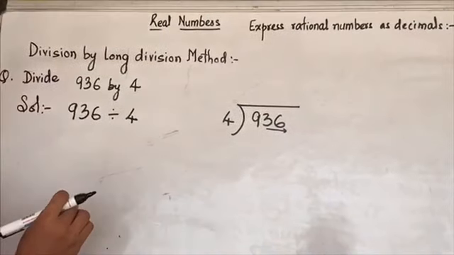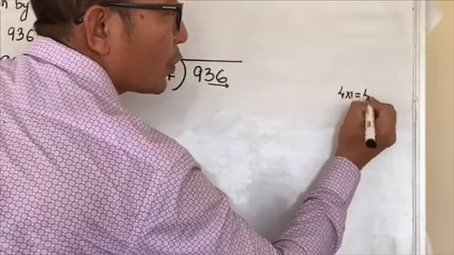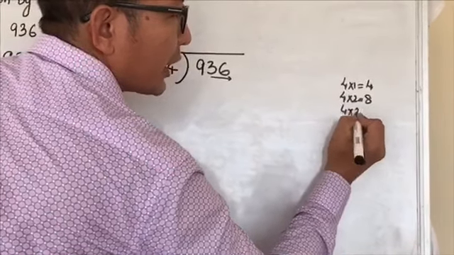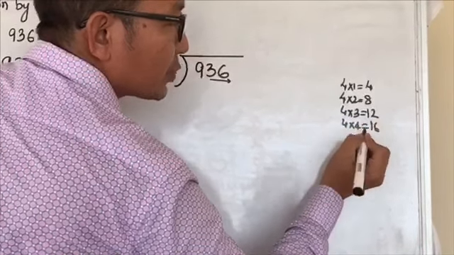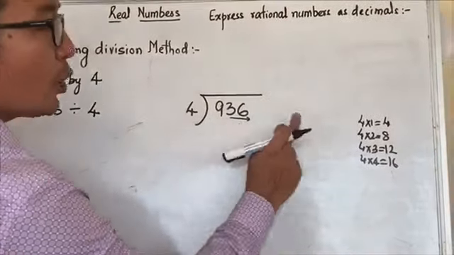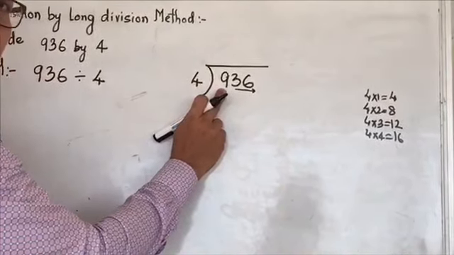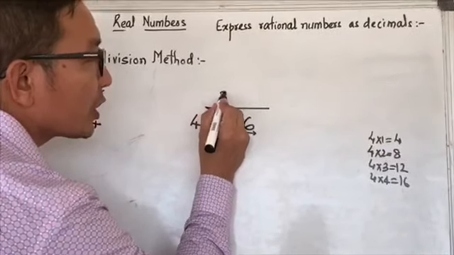Now let us write the multiplication of 4. 4 ones are 4, 4 twos are 8, 4 threes are 12, 4 fours are 16. 4 twos are 8, which is almost 9.